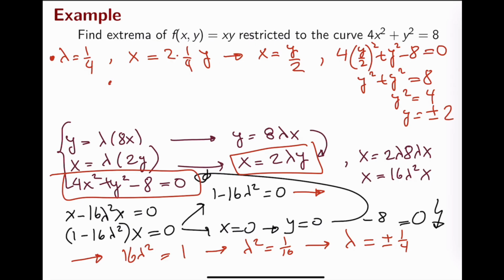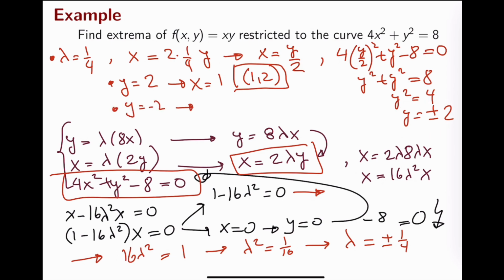So then if y is equal to 2, coming back to our equation here, we get that x equals 2 over 2, which is 1. And then we have the first of our candidates. The point will be then (1, 2). So that is the first one of our candidates. If y were equal to minus 2, then coming back to here, we get that x is equal to minus 1. And we get then the next of the candidates, (-1, -2). So that's all what we get for lambda equals 1/4.